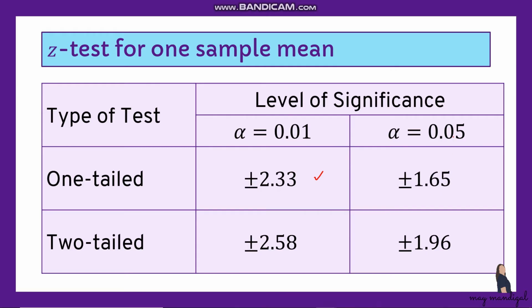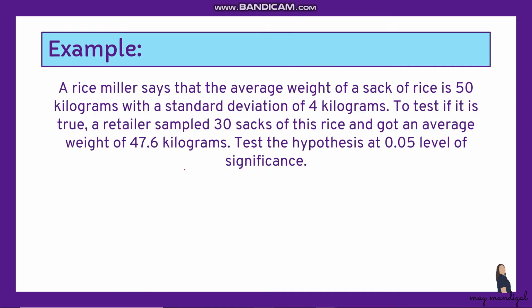And same with 0.05, we'll be using 1.65 if it's one-tailed. If it's two-tailed, we'll be using 1.96. Let's try it with this example.